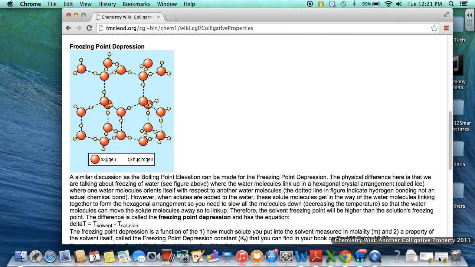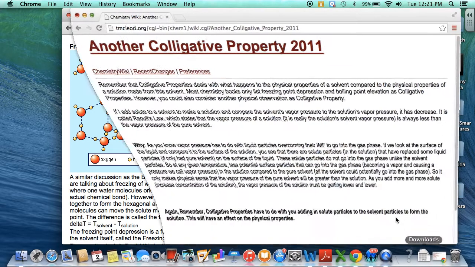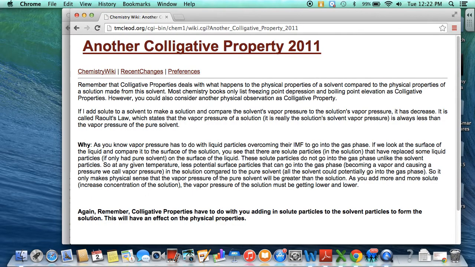Now, the other colligative property, which is vapor pressure, is kind of like boiling. It goes right along with boiling. The vapor pressure of the solution is always going to be lower than the vapor pressure of the solvent because, again, the solute particles are in the way of some solvent particles getting into the gas phase to form a vapor, and the vapor exerts pressure. So you have fewer vapor particles in the gas phase, causing less vapor pressure.